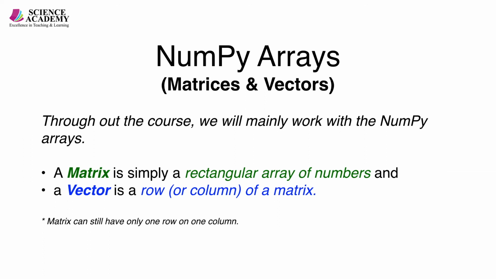Throughout the course, we will be dealing with NumPy arrays. These are actually matrices and vectors. Just to recall, a matrix is simply a rectangular array of numbers, whereas a vector is a row or column of a matrix. So the matrix can still have only one row or one column.